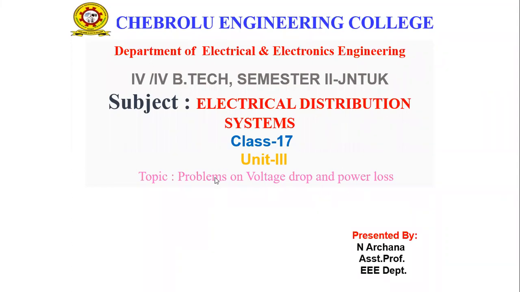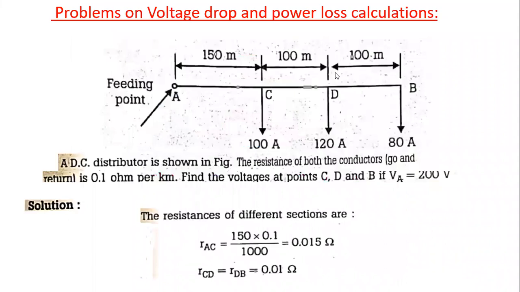Today we are going to discuss problems on voltage drop and power loss calculations. This is an AC distribution system having three loads. The loading points are C, D, and B. At C we have 100 amperes, and the other loads are 120 amperes and 80 amperes.